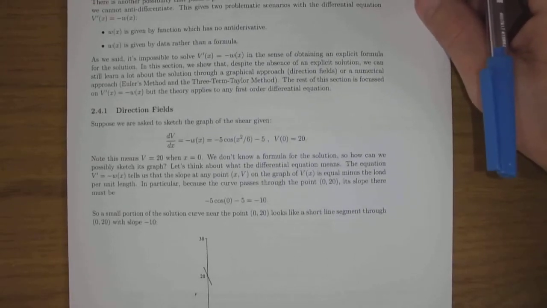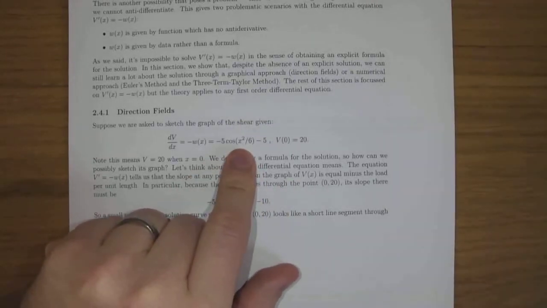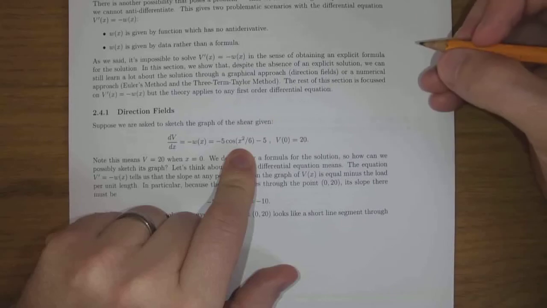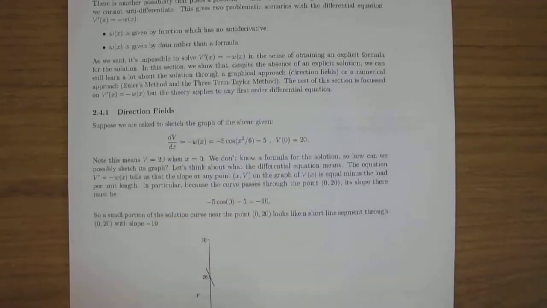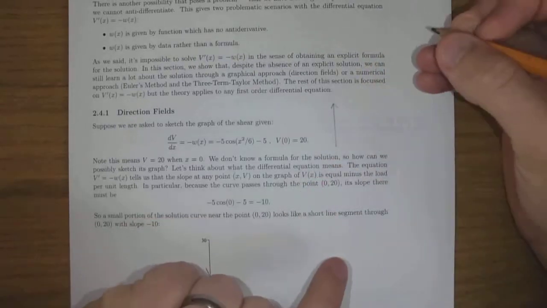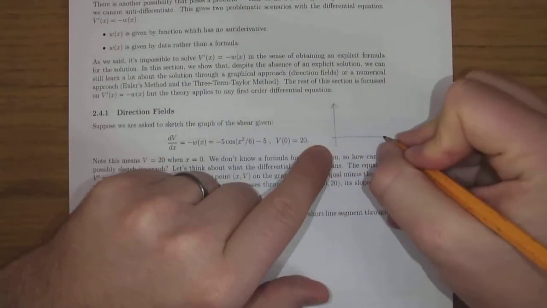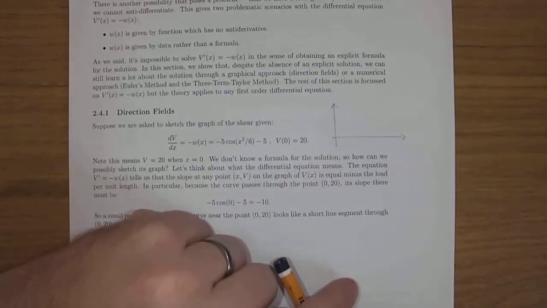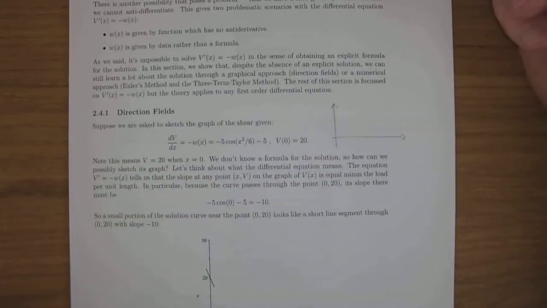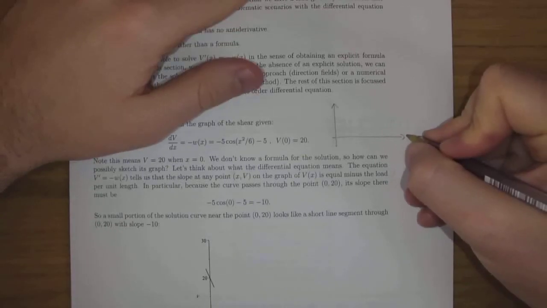So let's see what we got. Suppose we were asked to sketch the graph of the shear given by this. Now maybe, could we make some kind of a plot of this? Not ideal, and I might be able to make this up on the hoof. And it doesn't say how long the beam is either. I'll just start it off. I don't actually know what it looks like in total.